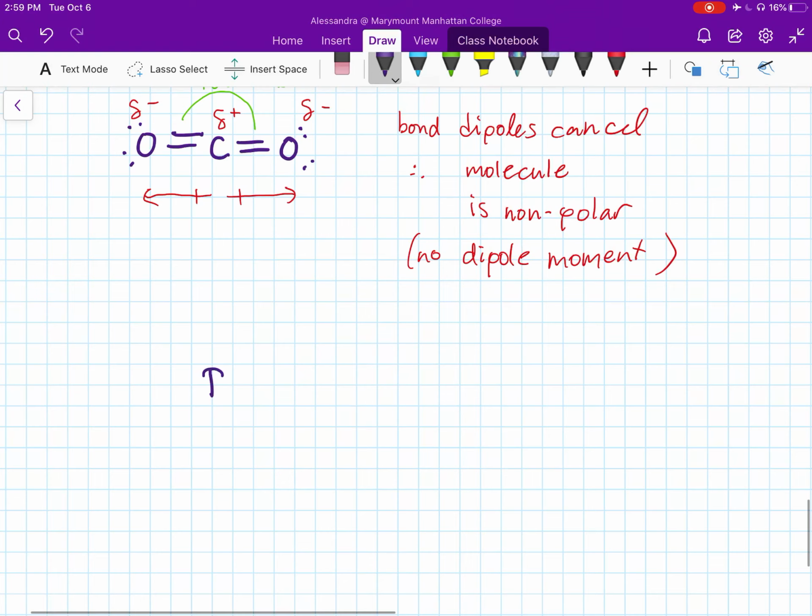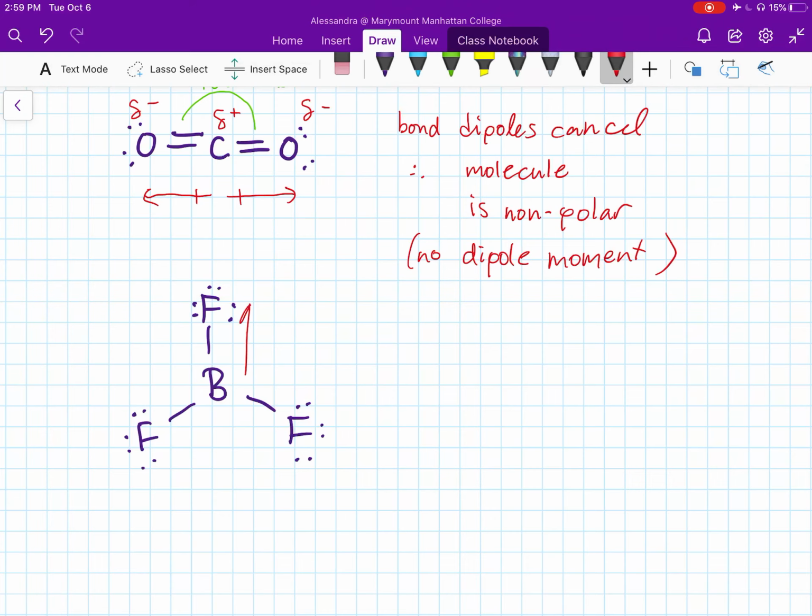Let's take BF3. If I draw the Lewis structure for the BF3 molecule, it looks like this. And this is one of those species where boron is electron deficient. It only has a sextet, but it's just a fine charge distribution. Boron is very electropositive and fluorine is very electronegative. So we're going to have three polar bonds here, and we're going to have bond dipoles pointing in all of these directions.